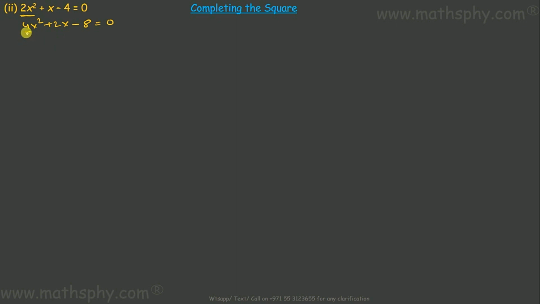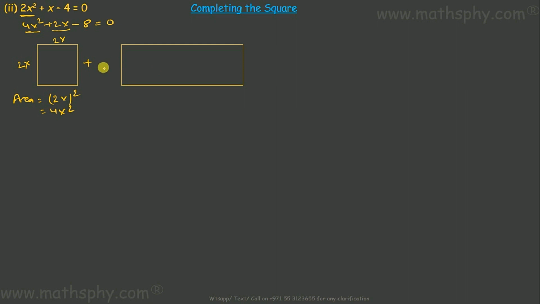Let's draw a square for 4x squared. This here, this is 2x, 2x. This is a square, all sides are equal. So area here would be 2x whole square, which is 4x squared. Then plus, I have to draw a rectangle for this because I cannot draw a square for 2x. This is a rectangle. This I'll keep 2x as it is, equal to this square, and this side I'll keep 1. Now I have to add this rectangle and this square, and after adding this I should be getting a square because that's what this method says, completing a square.